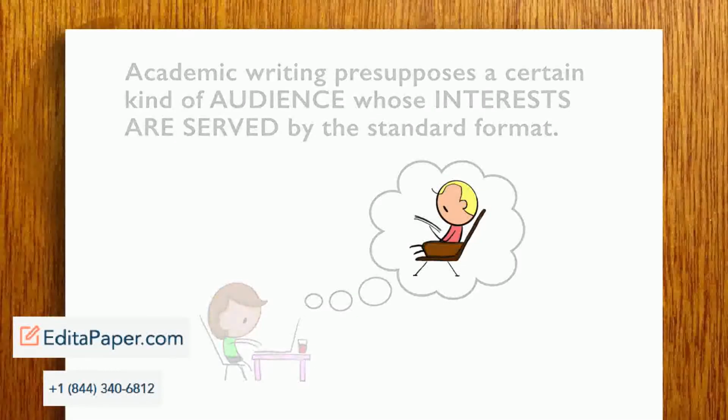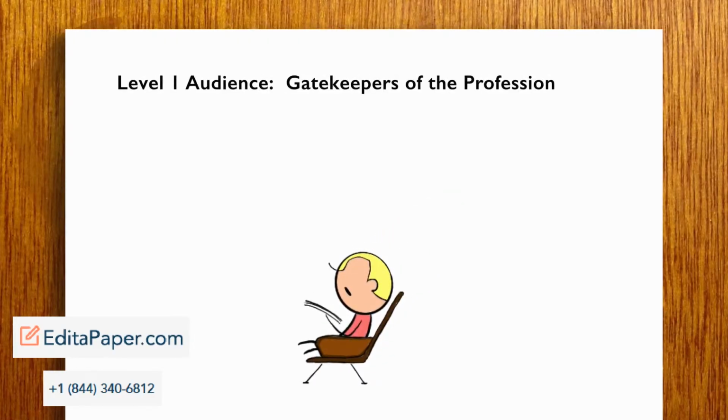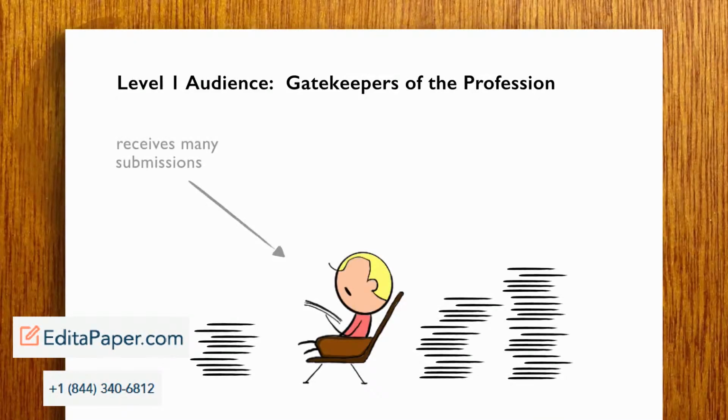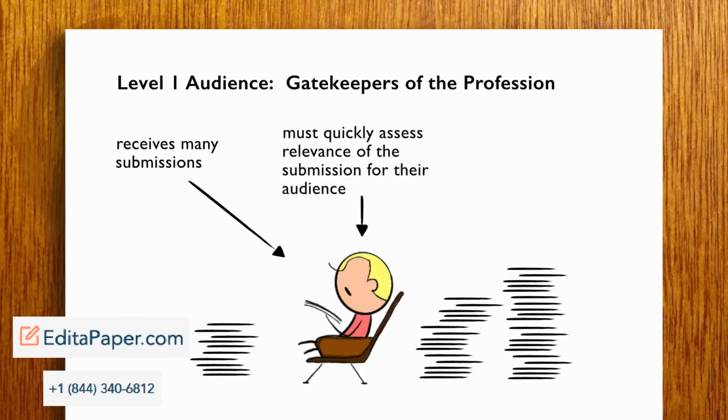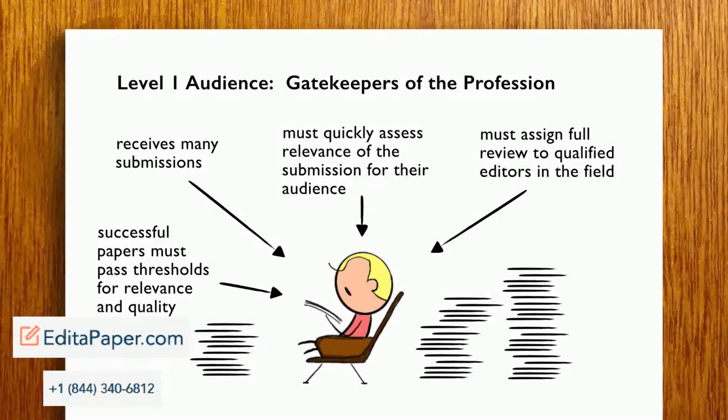At the first level of the peer review process, your immediate audience is an editor of some kind. The job of a journal editor is to facilitate the process of academic gatekeeping and quality control. The journal editor receives many submissions, more than they can publish. They have to quickly assess the relevance of the submission for their audience, which is other professional academics in their field. If it passes this first stage of assessment, then the editor has to identify qualified reviewers within the field who will conduct a more thorough review of the submission.